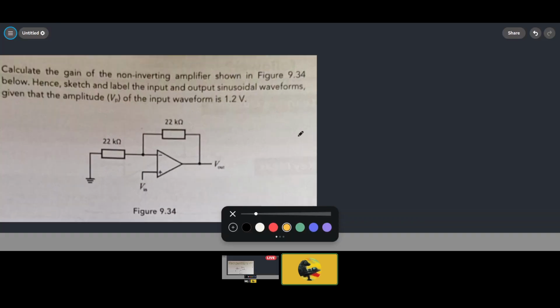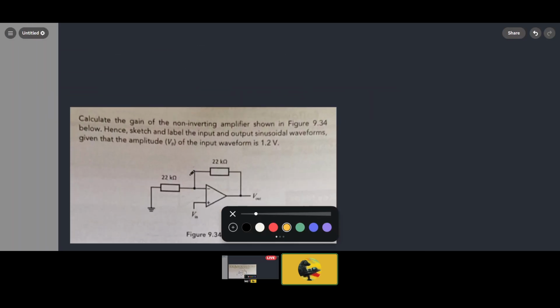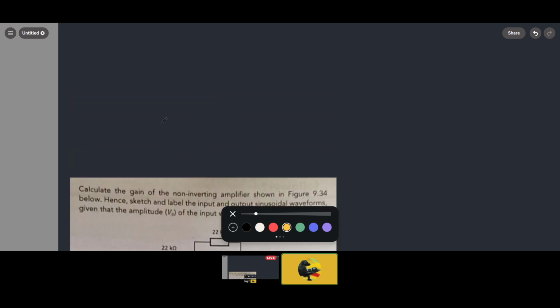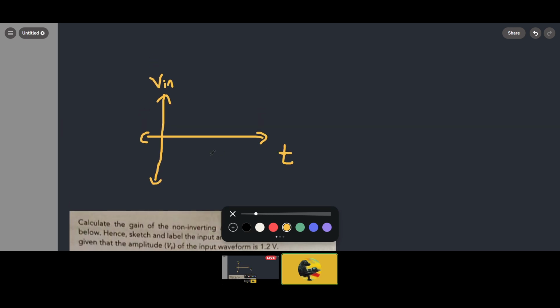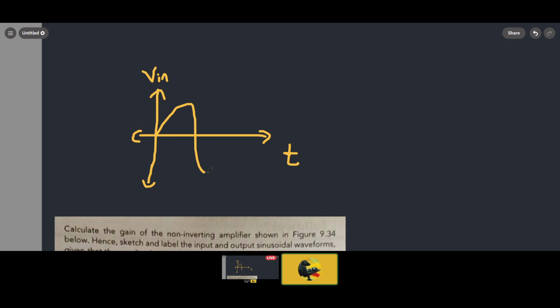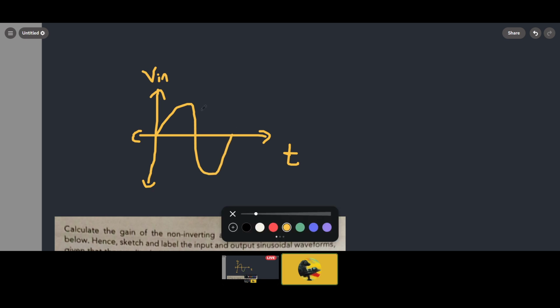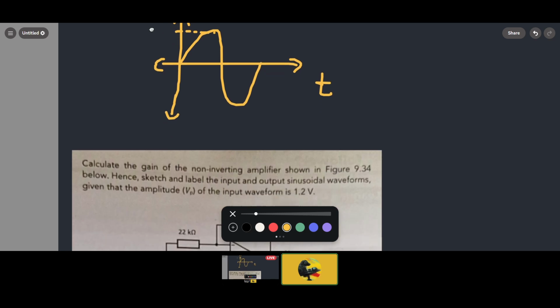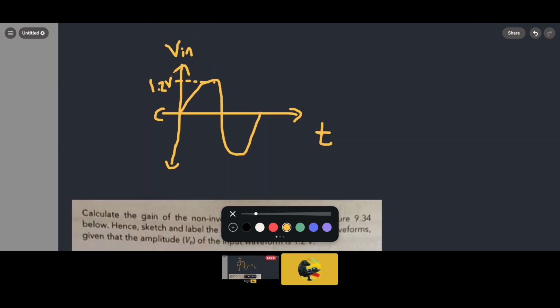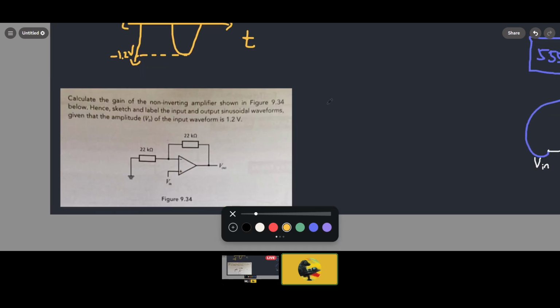Okay, translating that to English, what it's saying is this is V in. This is time. It's saying there's a sinusoidal waveform, and the amplitude is 1.2 volts. So this is negative 1.2 volts. Then we need to get the output.